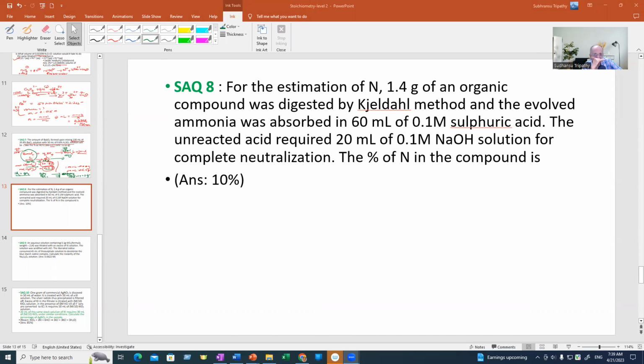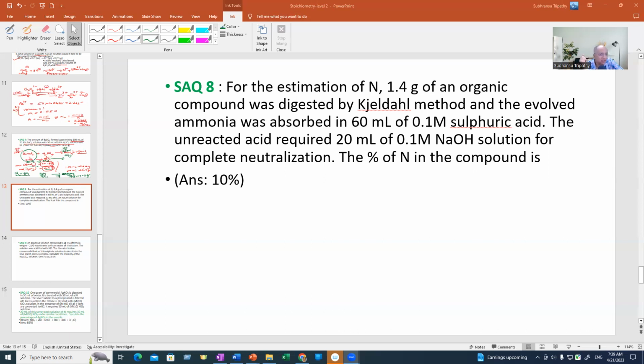For the estimation of nitrogen, 1.4 gram of an organic compound was digested by a method called Kjeldahl's method. You will be knowing that. We are least concerned about the names and all that. Our interest is to calculate, the chemical calculation based on the stoichiometry.